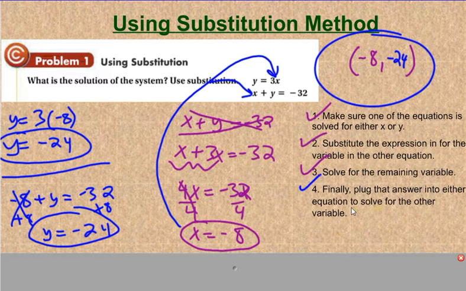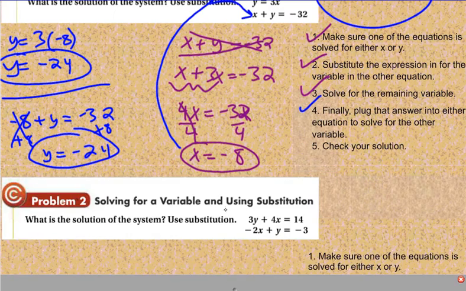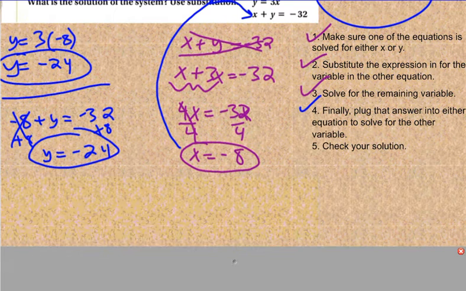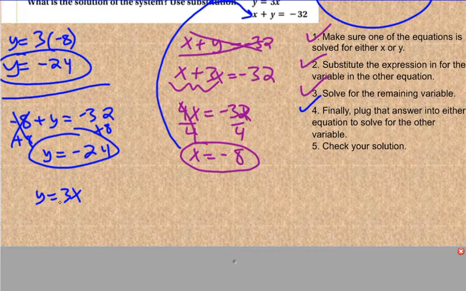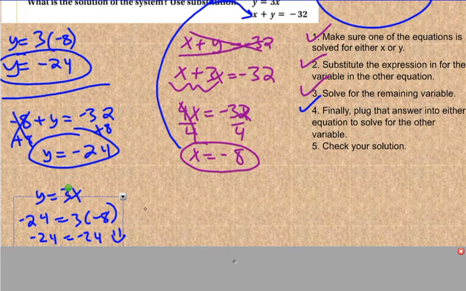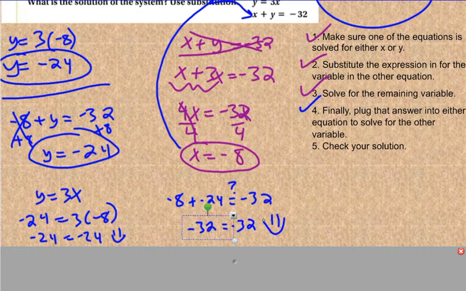I really should add a fifth step here, which would be to check your solution. If you plug it in, it should check out. So I'm going to look at each of those equations. y equals 3x. Plug in our two variables. Is negative 24 equal to 3 times negative 8? Negative 24 equals negative 24. That's good. Now let's try it in the other one. x is negative 8 plus a negative 24 equals negative 32. Negative 32 equals negative 32. That means you did that one right as well, and your solution works.